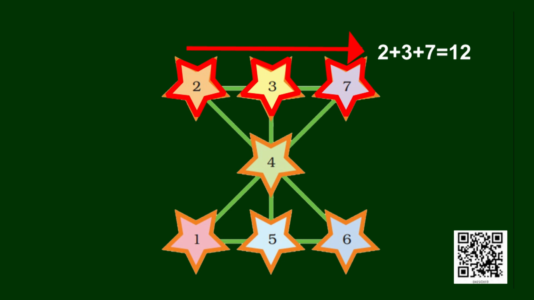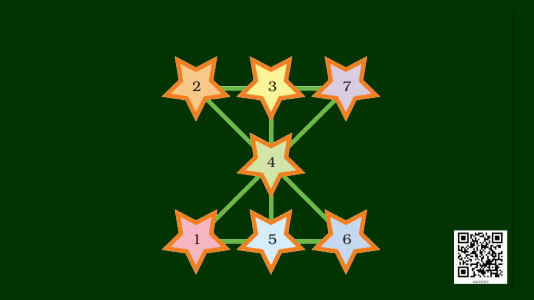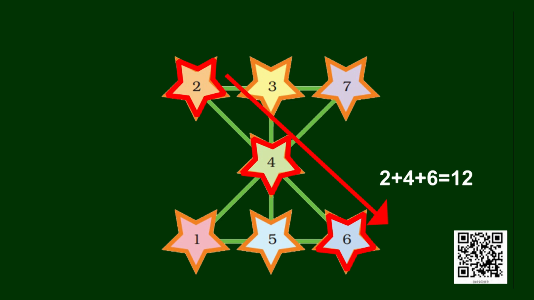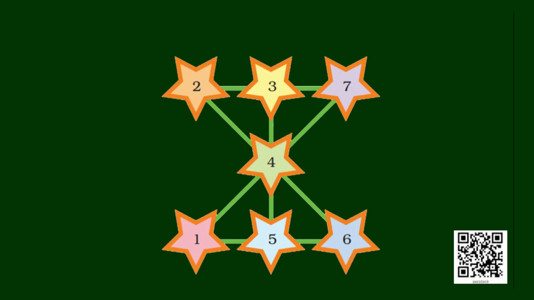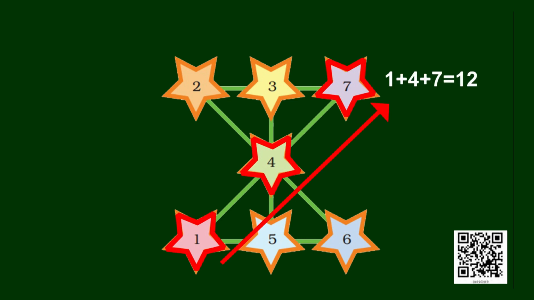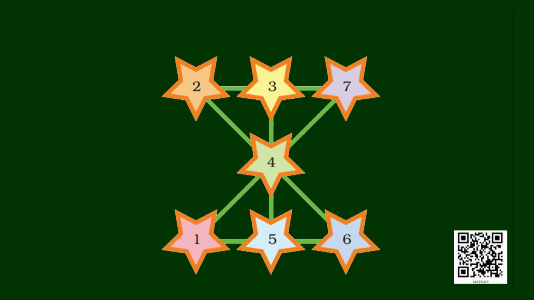Exactly, you are getting 12. Now add the numbers along the diagonal, which is 2 plus 4 plus 6. What are you getting? Oh, this is also 12. Now add 1 plus 4 plus 7, which is the other diagonal. This is also 12. Oh, then let us see the next side.